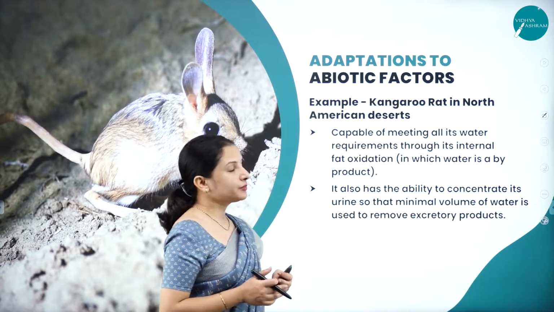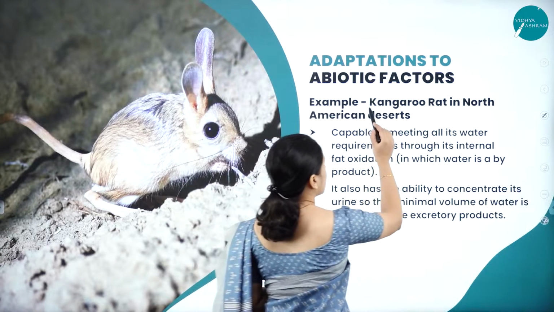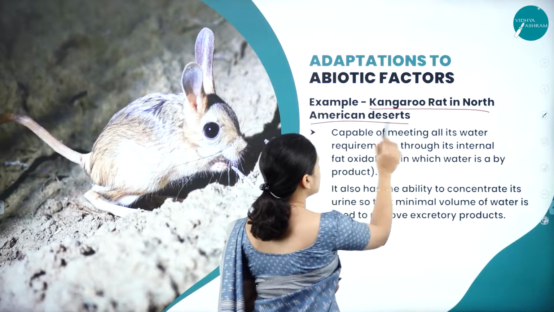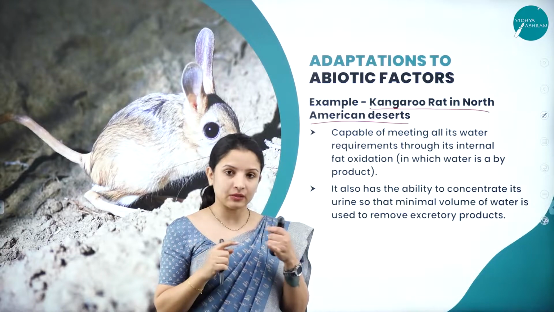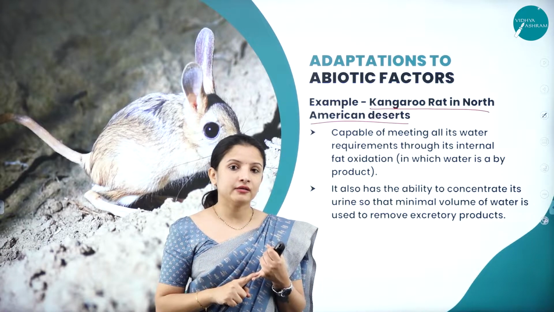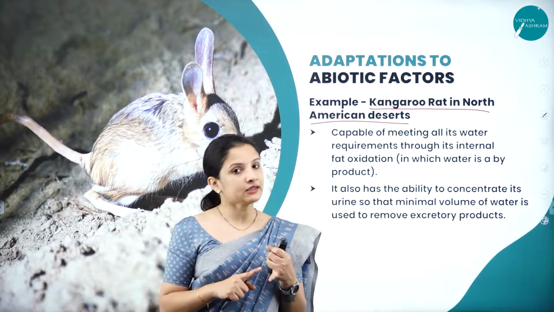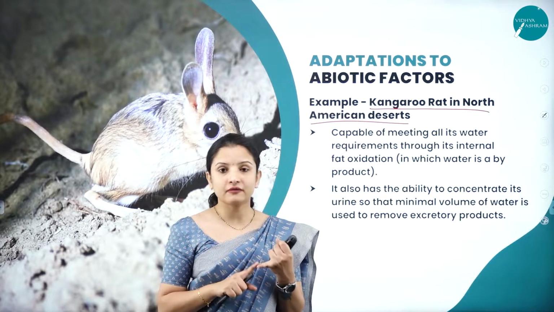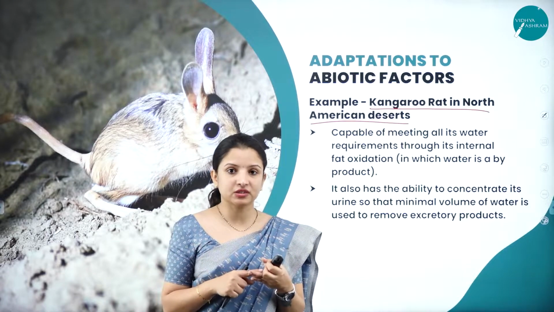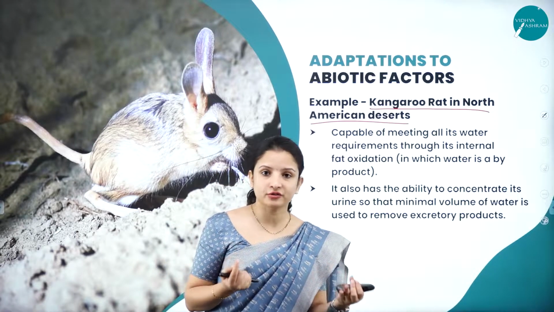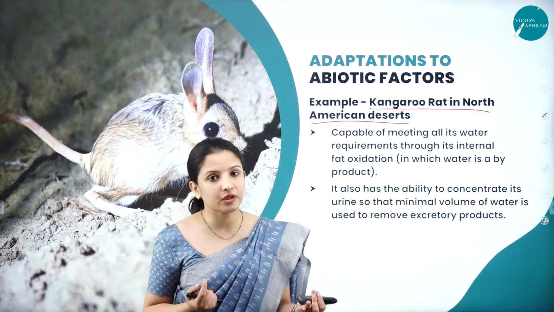So here we can take the example of the kangaroo rat in North American deserts. In deserts, we know that the temperature is very high, and temperature is also high in different regions. But why have they not become a desert? It's because they are receiving enough precipitation, either in the form of rain or snow, right? So that is why they have not become a desert.